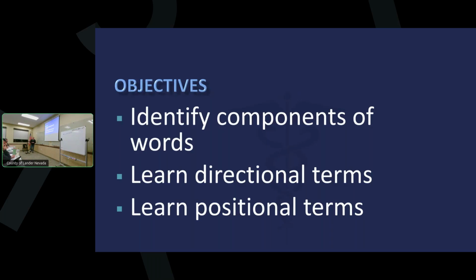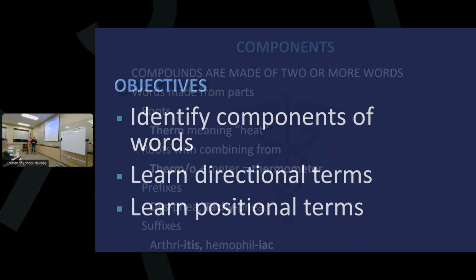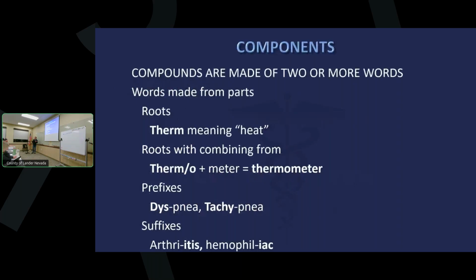So our objectives: we're going to identify the components of words, suffix, prefix, all that fun stuff, directional terms, and then positional terms. We touched on the positional terms a little bit with supine, prone, Trendelenburg. You'll see that again, they just reiterated. So compounds, we all learned in English, are two or more words put together, right? So roots, usually the root of the word will tell you what that word is referring to. And then we add a prefix or a suffix to tell you what's going on with that area of the body, or like a specialist, right?